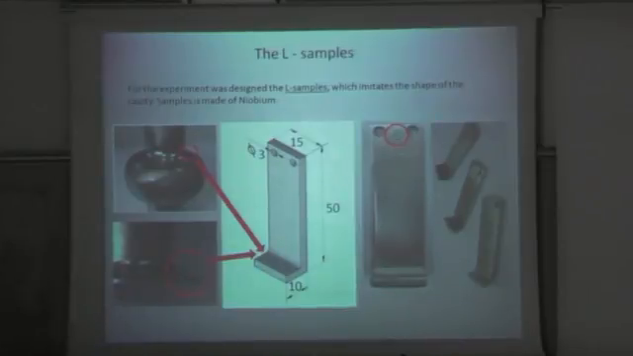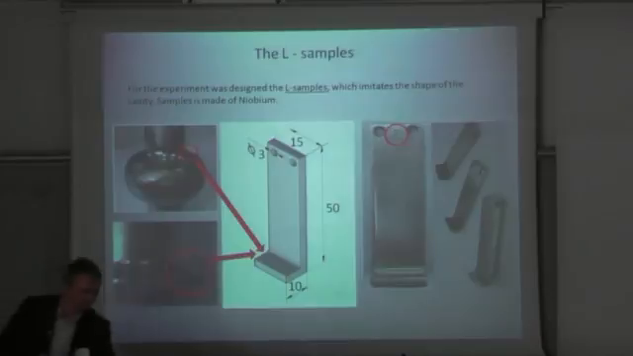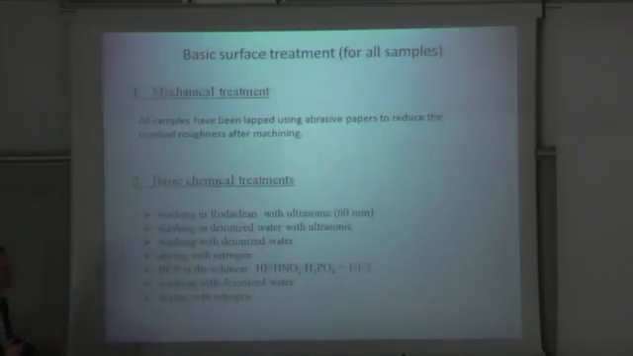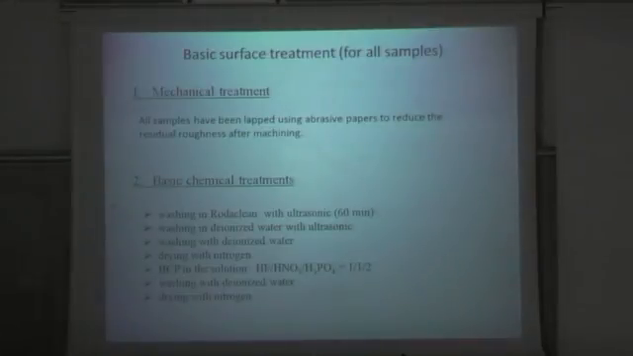To make our research a little bit cheaper, we decided to design the L samples. They are made from niobium, and they are imitating the shape of the cavity, as you can see in the picture. Each sample was treated basically with a few treatments, like a mechanical treatment with abrasive paper to reduce the residual roughness after machining. And after it, the basic chemical treatments, that is this treatment that you can see here.